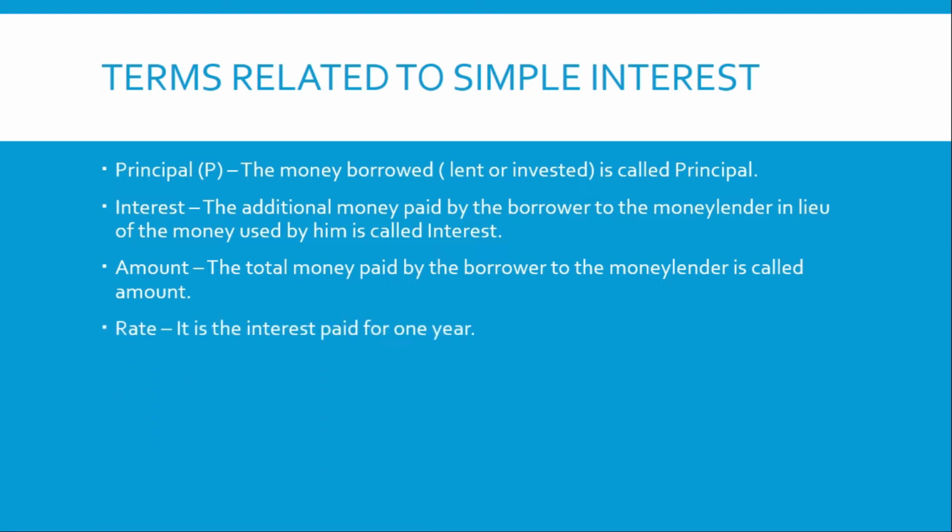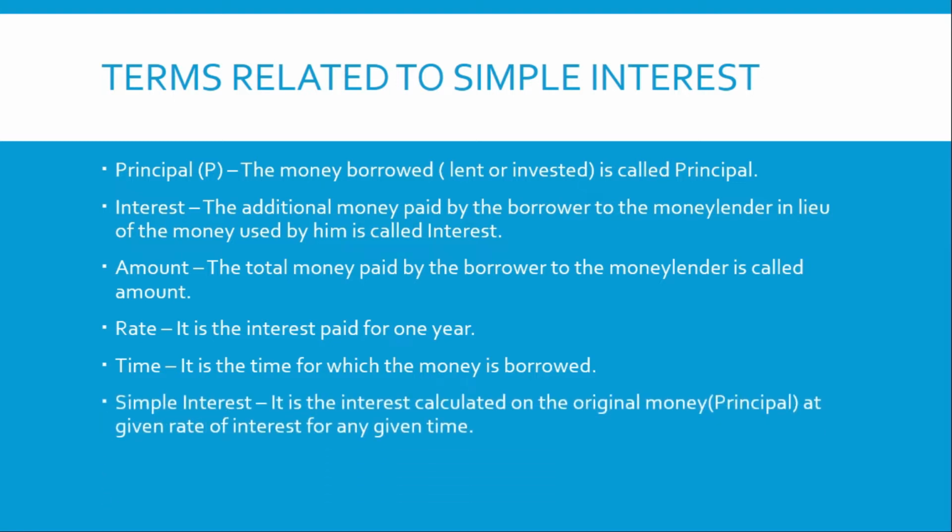Rate. It is the interest paid for 1 year. That means whenever you borrow money from a money lender, he will charge extra money based on some rate like 10% per annum, 5% per annum. Next is time. It is the time for which the money is borrowed. Suppose for 6 months, for 1 year.